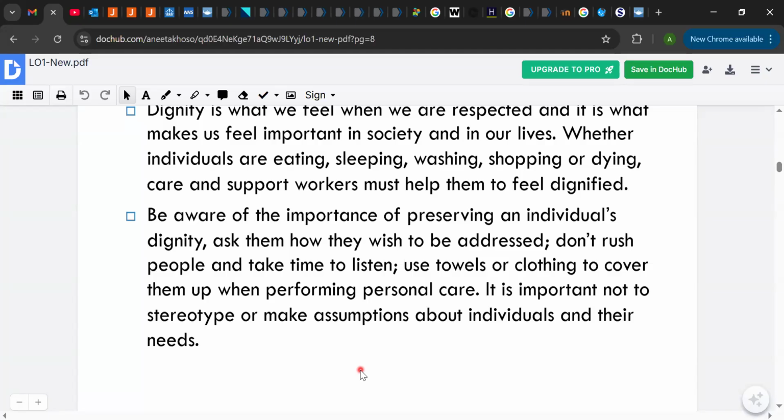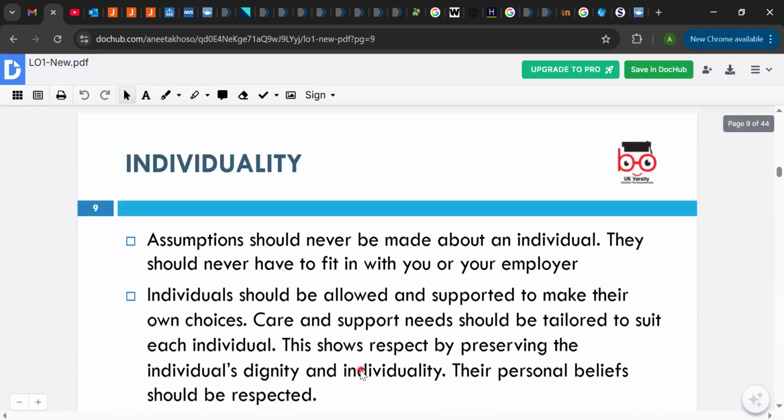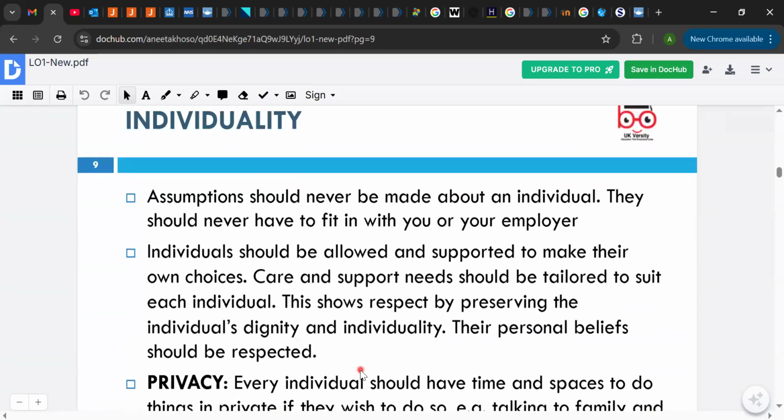And it is important not to stereotype or make assumptions about individuals and their needs. The third, after respect and dignity, is individuality. Assumptions should never be made about an individual. They should never have to fit in with you or your employer. Okay.